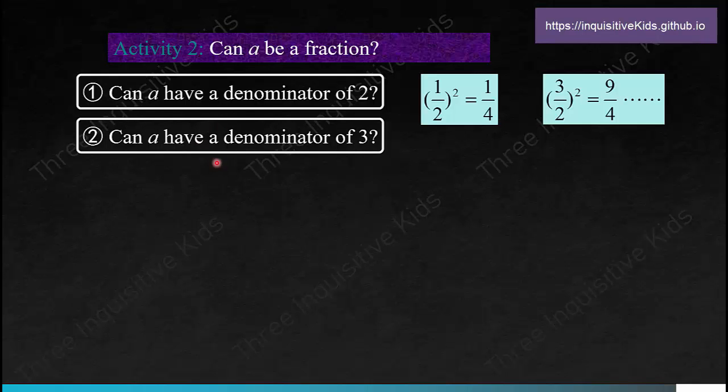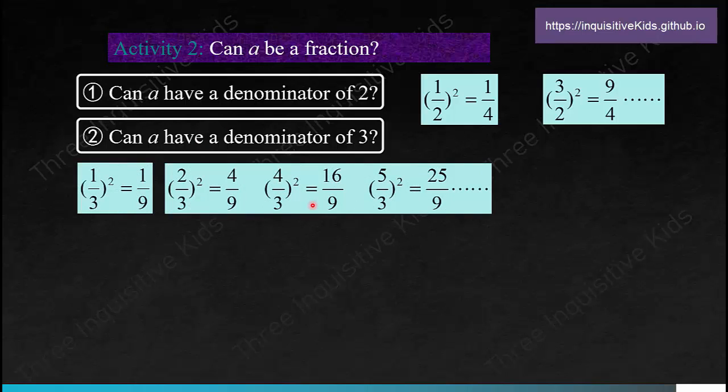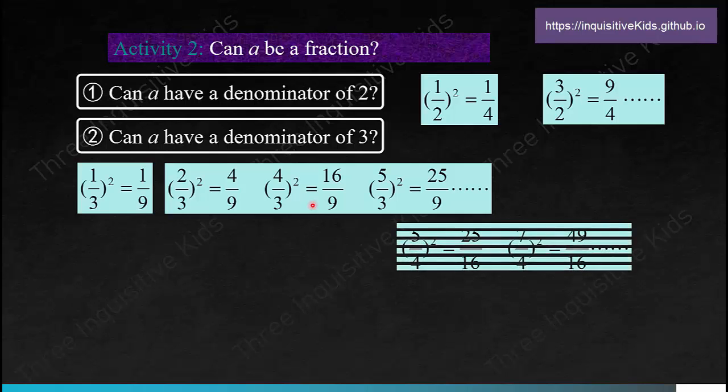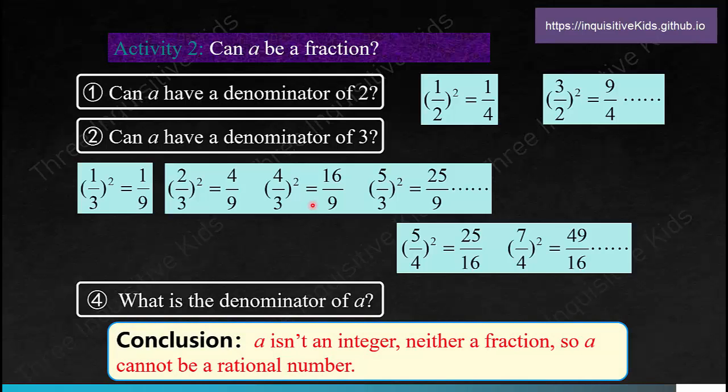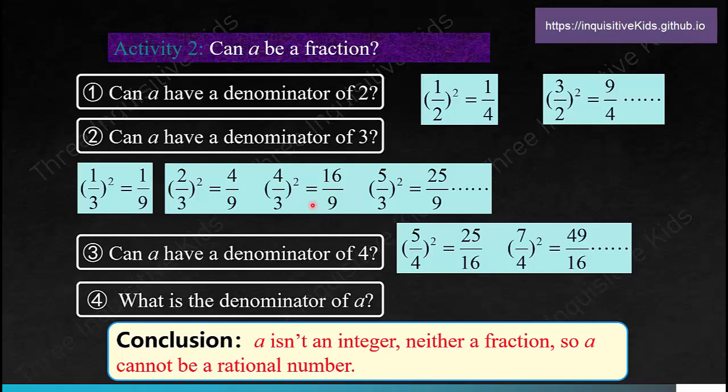Second, can A have a denominator of 3? Well, 1/3 squared is equal to 1/9. 2/3 squared is equal to 4/9. 4/3 squared is equal to 16/9. 5/3 squared is equal to 25/9. So that doesn't work either. Can A have a denominator of 4? 5/4 squared is equal to 25/16. 7/4 squared is equal to 49/16. So that doesn't work. Now, what is the denominator of A?